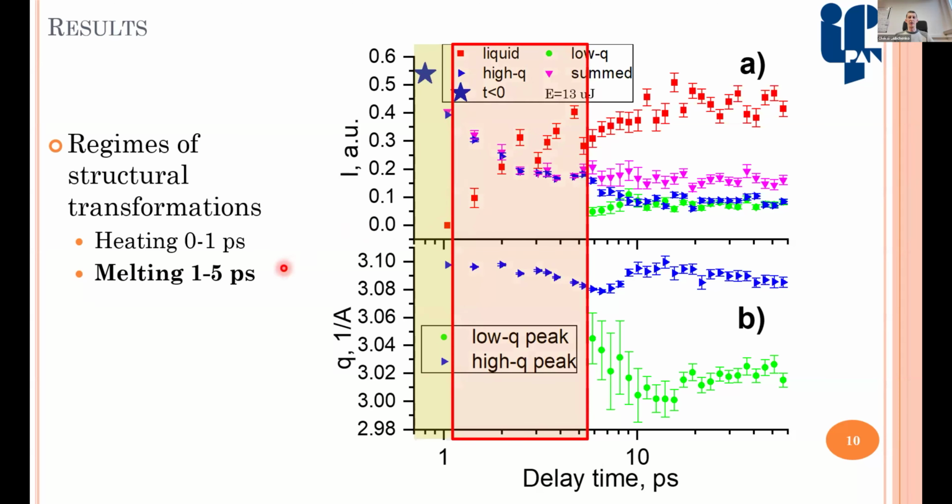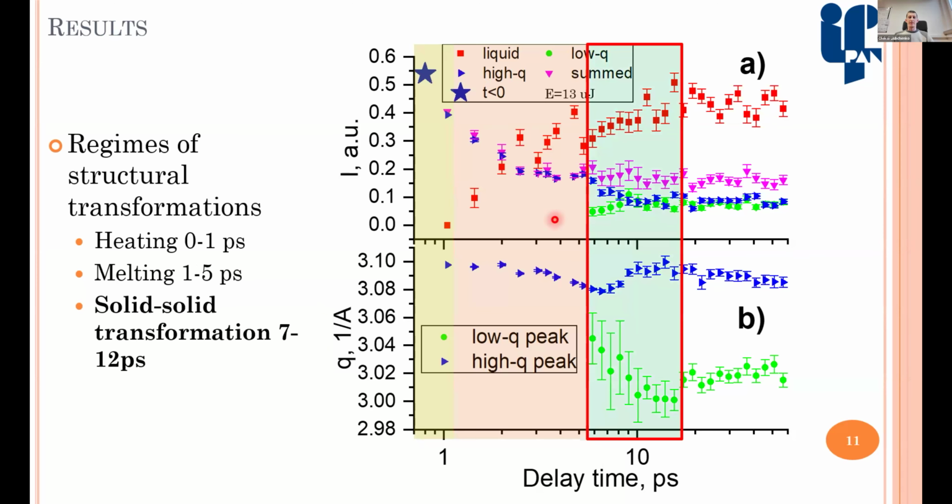The next region is the melting region. The liquid halo peak occurs due to scattering from the molten iron, and at the same time the intensity of the high Q Bragg peak decreases. Also, we can observe the start of lattice expansion as a shift of the Bragg peak. This time region is up to 5 picoseconds.